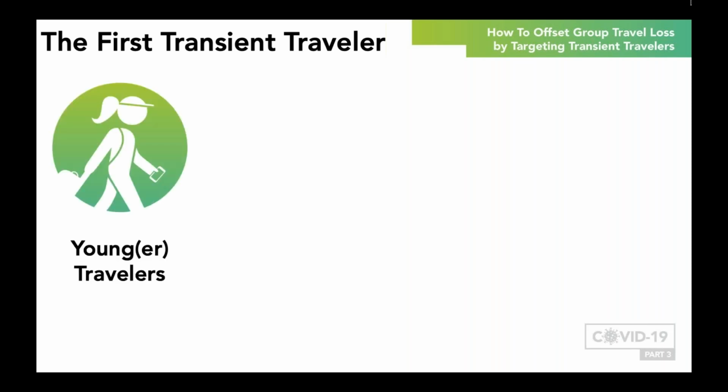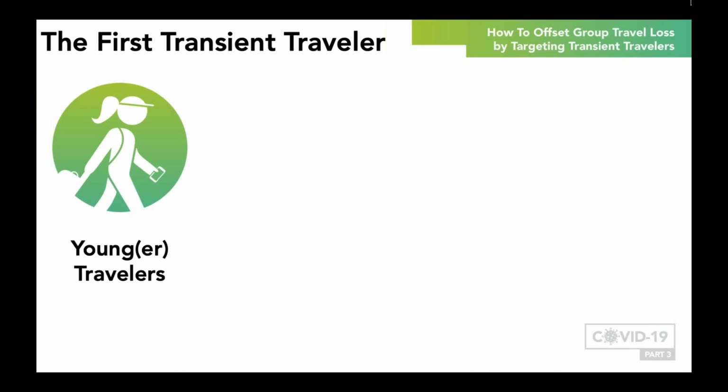So now let's take a look at 4 characteristics and attributes that could make up the first transient travelers that will start to emerge as these restrictions begin to ease across the country. After that, we'll go ahead and share some strategies on how to target them specifically. Now, the first is your younger transient traveler.